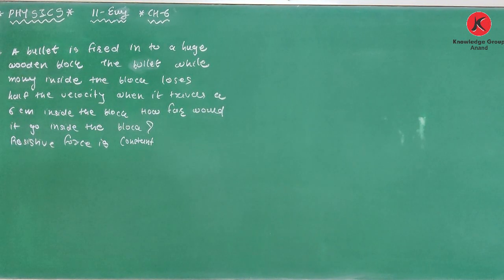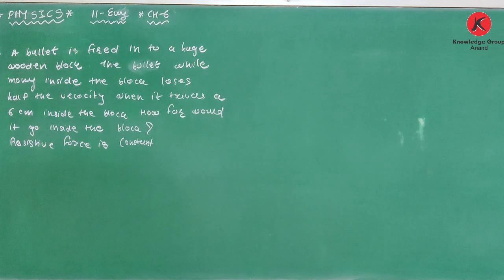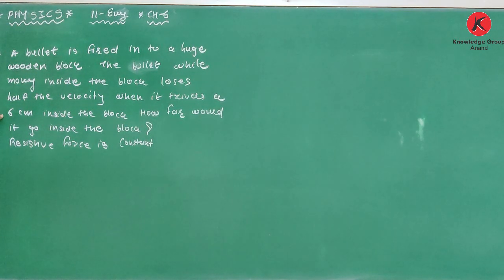Okay, now the next question is, see, a bullet is fired into a huge wooden block. The bullet, while moving inside the block, loses half its velocity when it travels a distance of 6 cm inside the block. How far would it go inside the block? The resistive force is constant. See here, what is the question?